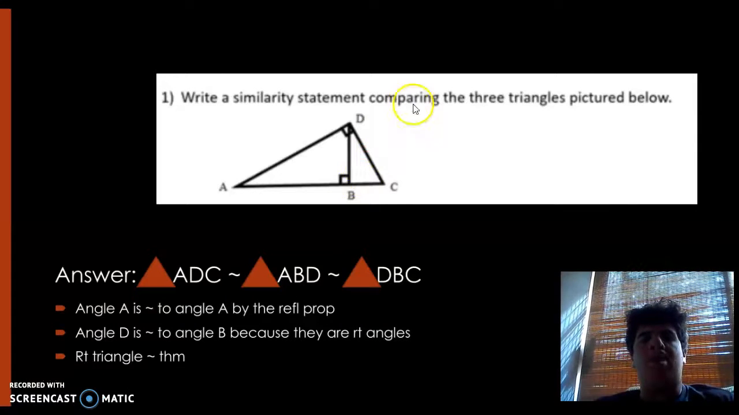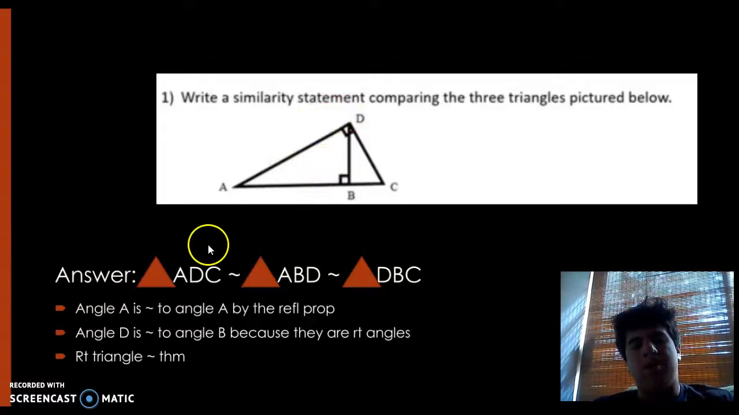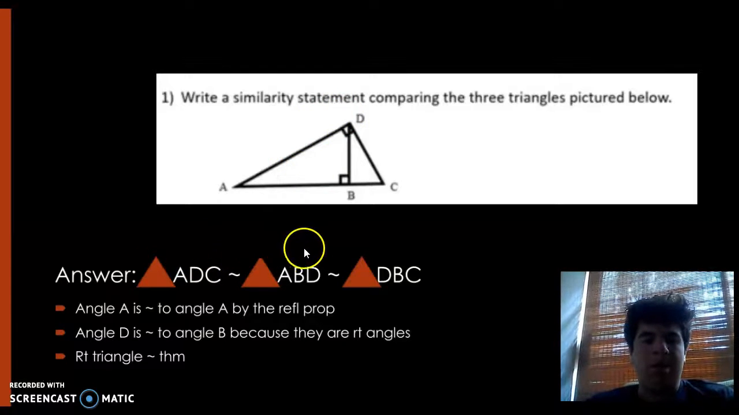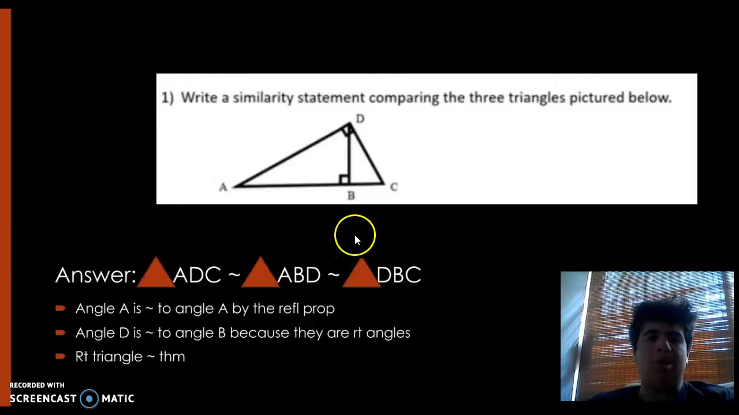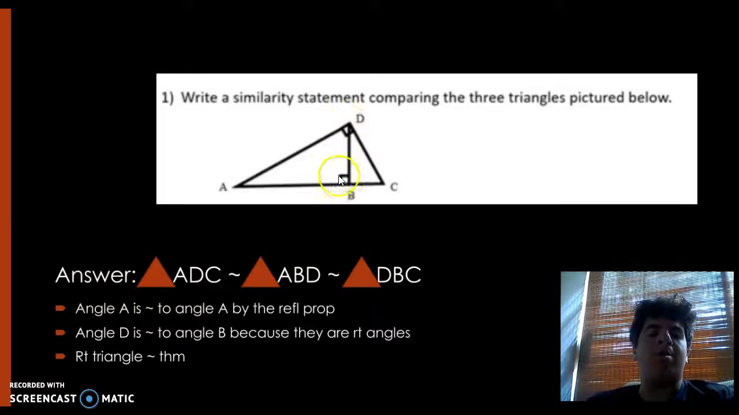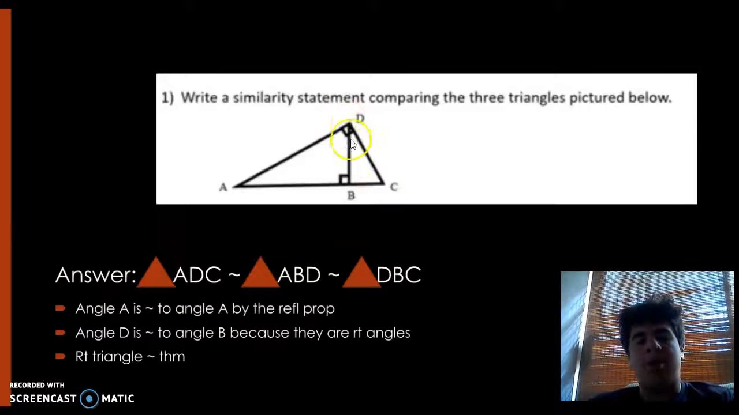Alright, number 1. Write a similarity statement for comparing these three triangles. My similarity statement was triangle ADC, similar to triangle ABD, similar to triangle BDC. Angle A would be similar to angle A, because AD and ABD. And I put the right angles in the middle for every triangle. Angle B similar to angle D because they're right angles.